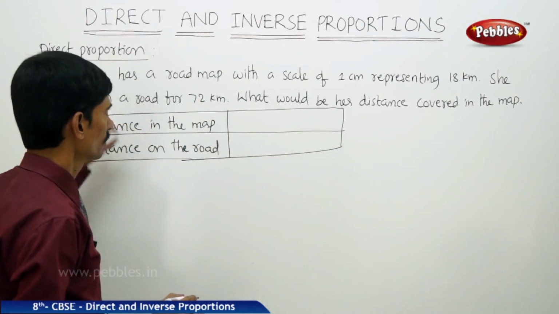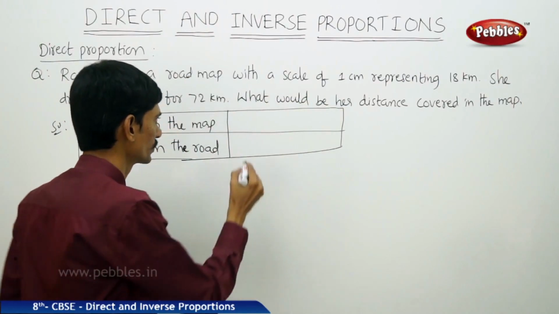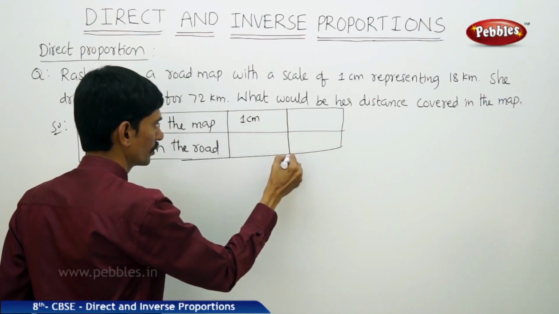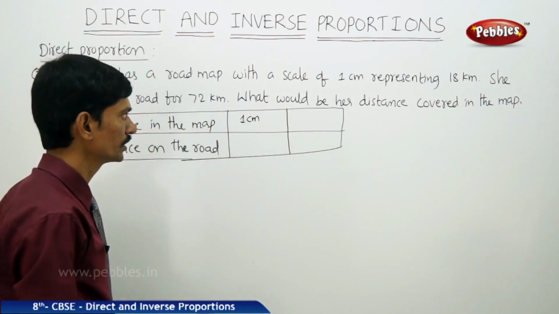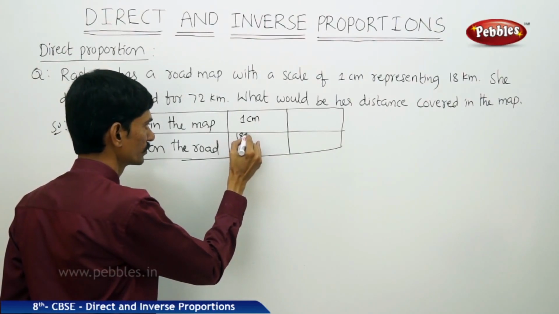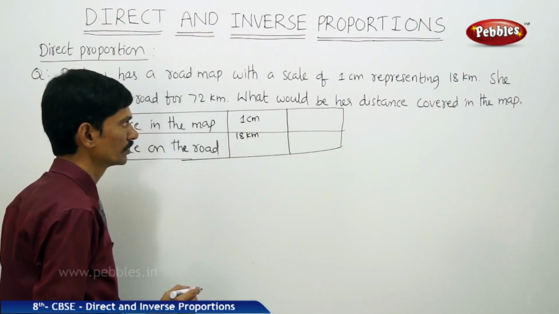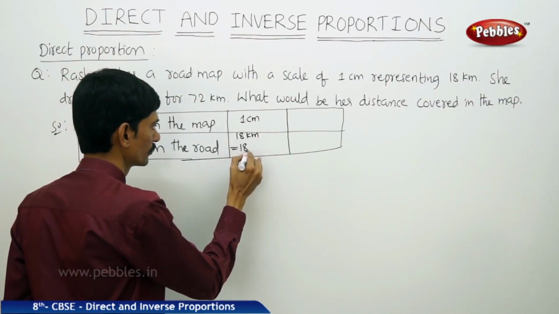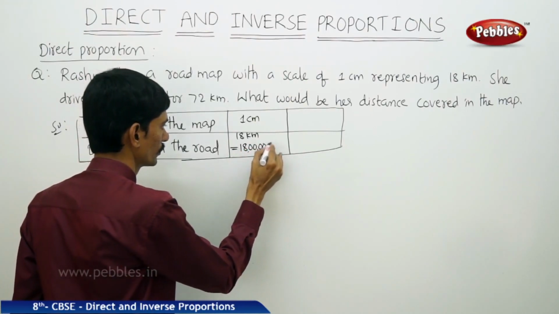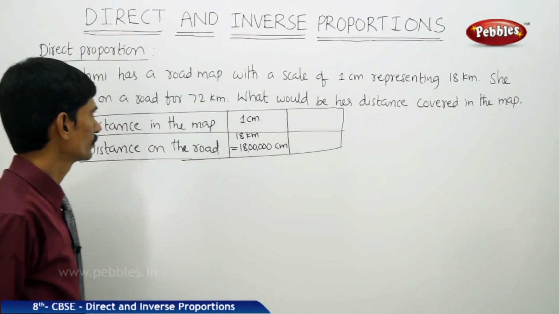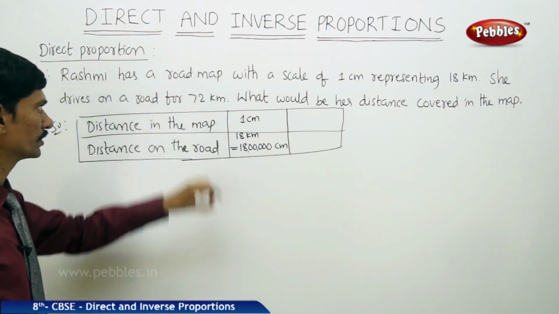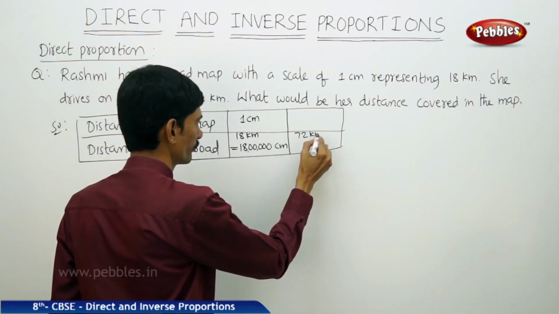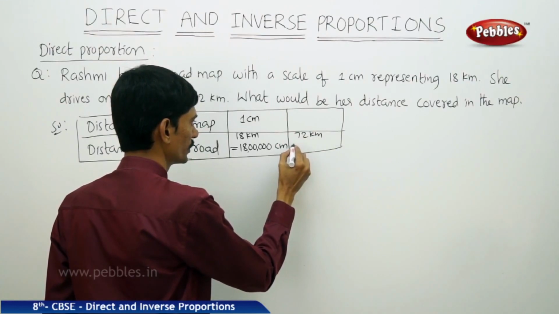Now if the distance on the map is 1 centimeter, then what is the distance covered on the road? It is 18 kilometers. If we convert this into centimeters, we get 18 lakh centimeters. Now if she drives on a road for 72 kilometers, that means 72 lakh centimeters.